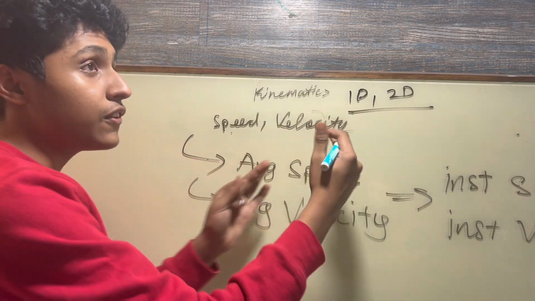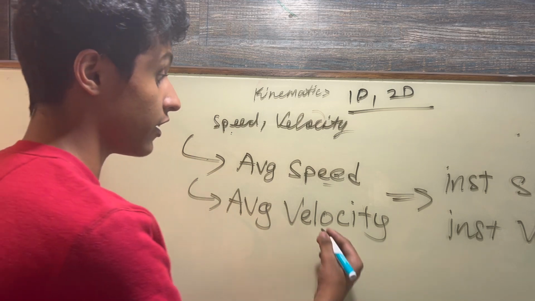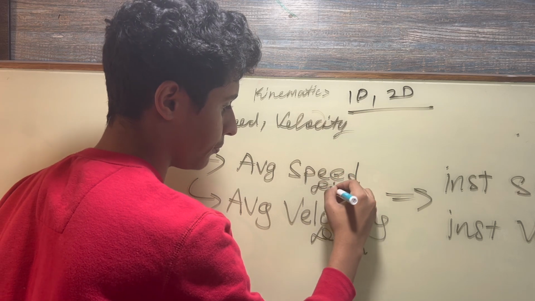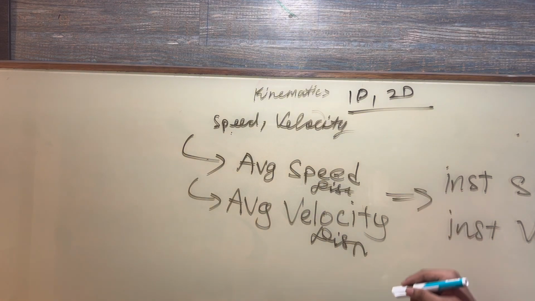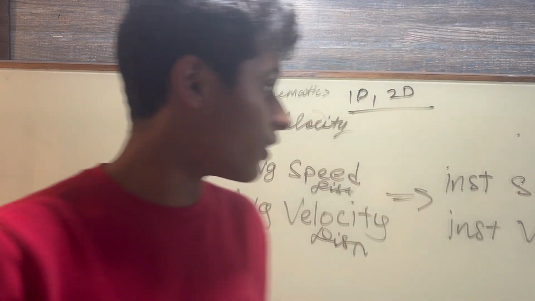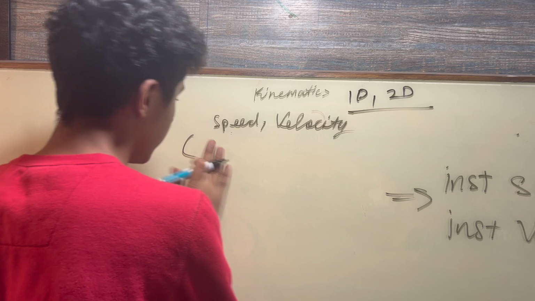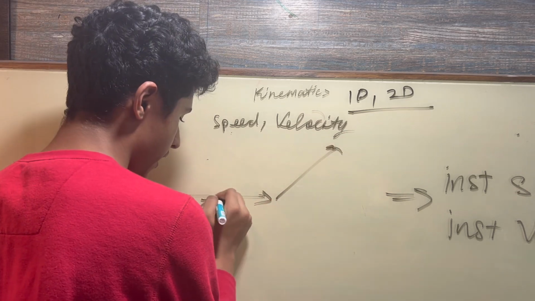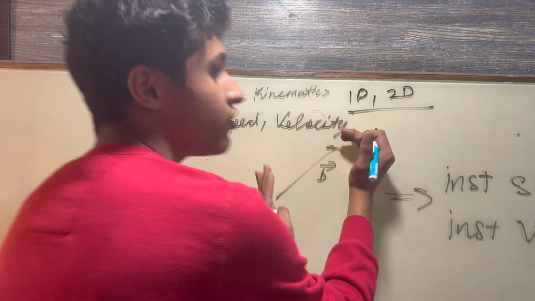First of all, the difference between speed and velocity is that in speed we talk about distance, and in velocity we talk about displacement. Now, what do you think is the difference between these two terms, distance and displacement? Let's talk about vectors for a second. If I have a vector A bar and another vector B bar, their total distance would be this plus this.